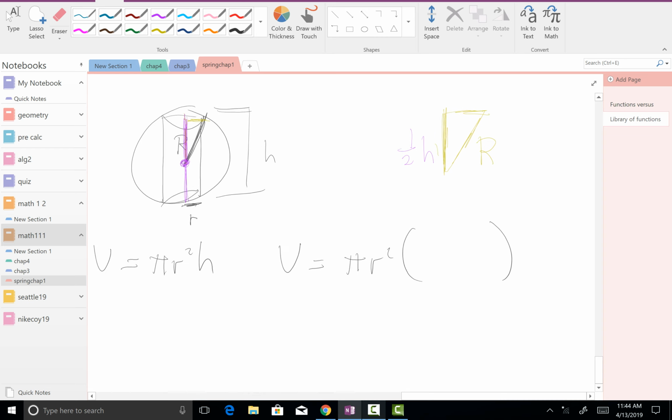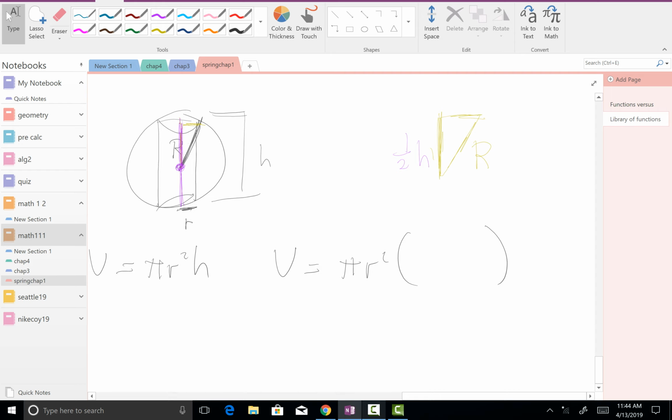Okay, that's 1/2 of an H. So this here is the little radius of this cylinder, right there. So they say note this right triangle because that's important. So the H, we want to solve for that.